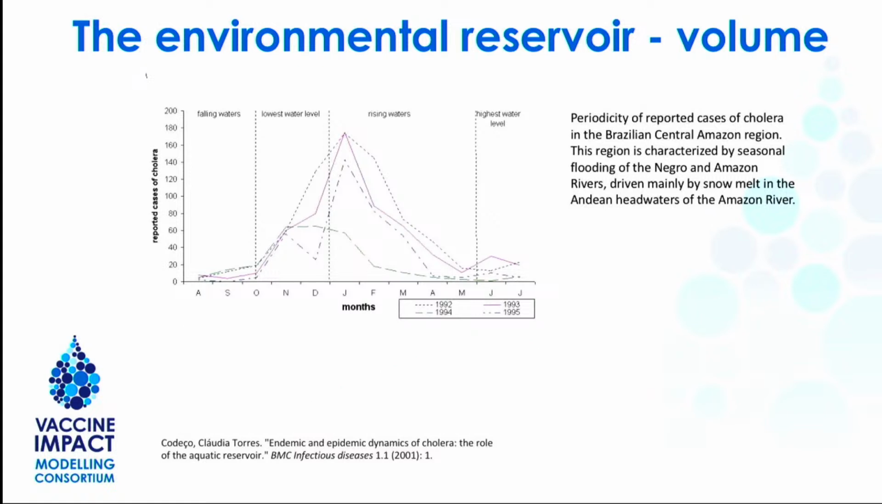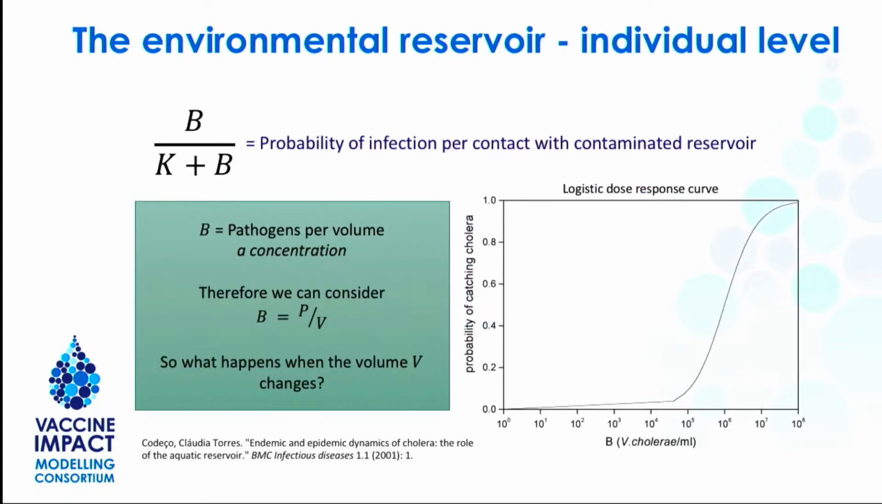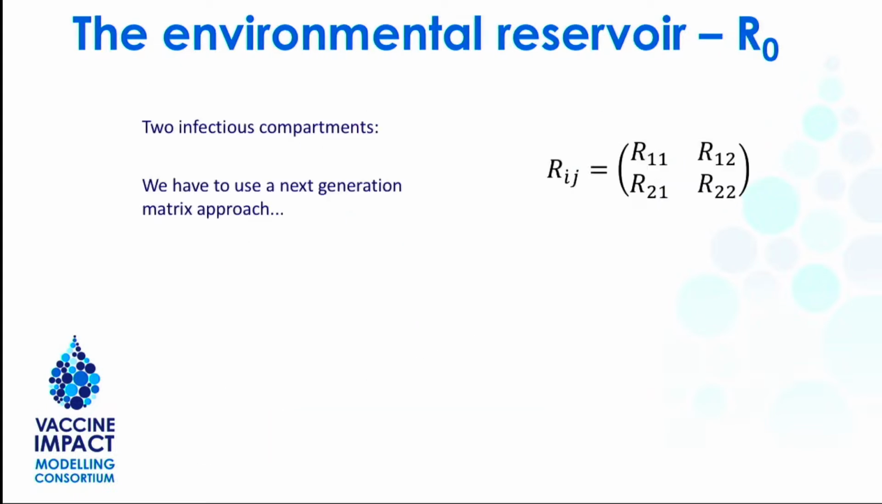So we've got our model all set up here. This model, even though it's a little bit weird, we've got two infectious classes. So we've got our infected humans, and we've got this bacteria kind of environment compartment. So given that we've got sort of two infectious classes, that means that we've got a structured model, and in order to calculate R0, we would have to use the next generation matrix approach.